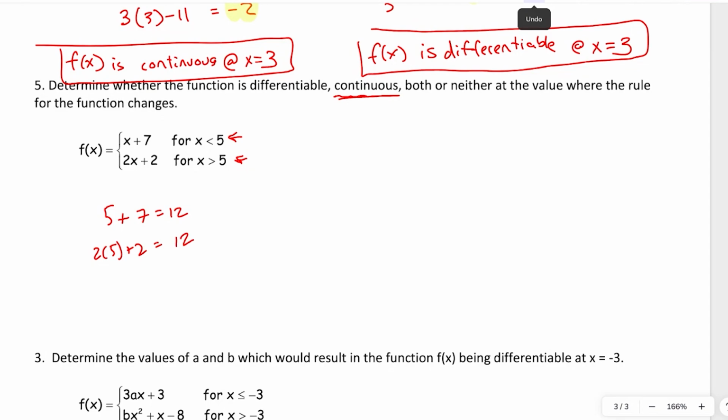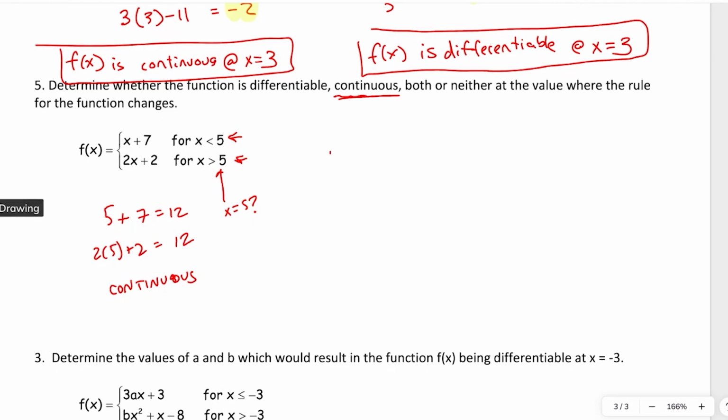And so you might be tempted to say that it's continuous, because at x equals 5, both of these functions have the same value, so they should touch each other. But there is no value for when x is 5, meaning our graph is going to do something like this at that point. So because the function is not continuous, it's not going to be able to be differentiable.